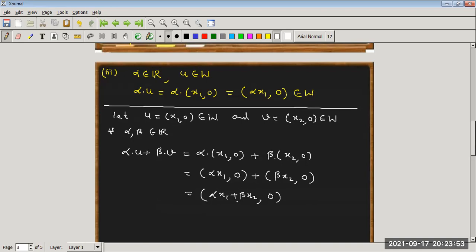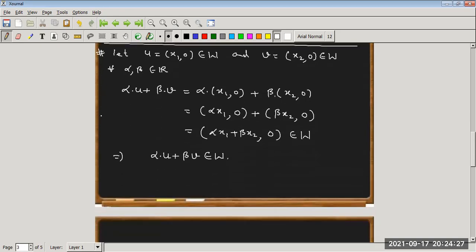So again we get an ordered pair in which the second entry is 0 and the first is any real number. Sum and product of two real numbers is again a real number. So such vectors belong to W. It means we have proved that alpha U plus beta V belongs to W. So you can prove that W is a subspace of a vector space by using this condition also. And I think this is the best way to prove that W is a subspace of a vector space. Let us discuss another example.